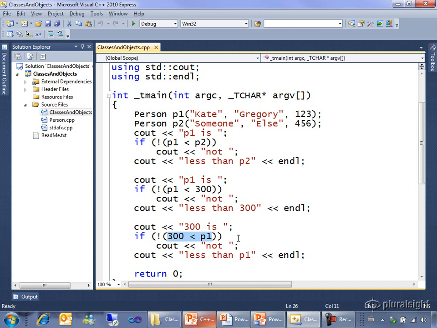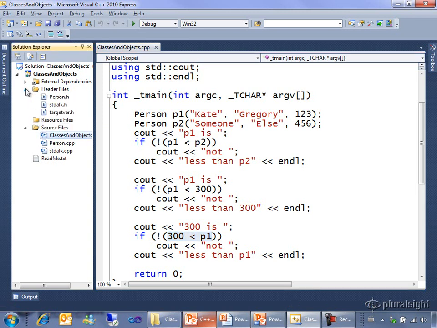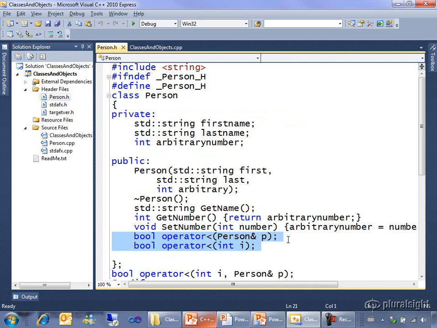I've written those three, and I've declared them all in person.h and implemented them all in person.cpp. So let me show them to you now. The two member functions, one that takes a person and one that takes an integer, are inside the person class. I've defined these as member functions of person. So the person class starts here, ends here, and these are public member functions.